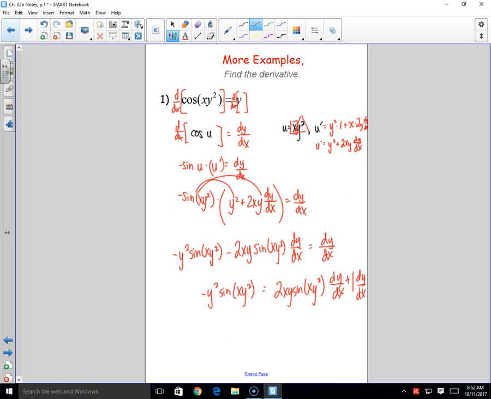You guys see why I wrote a plus 1? Because it was this one plus that one, which is going to be a 1. So when I factor out the dy dx, let's see if you can follow for sake of time. When I factor out the dy dx and divide, I'm going to get 2xy sine of xy squared plus 1 as what would be there when dy dx came out. So what got divided over when I moved it by division?